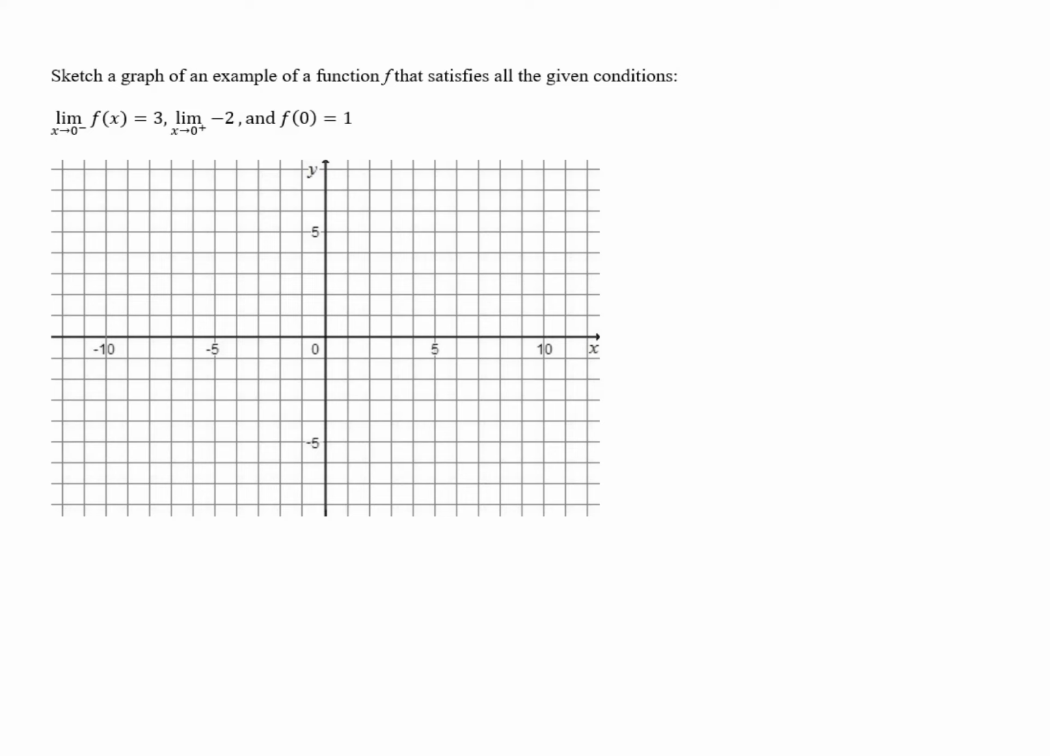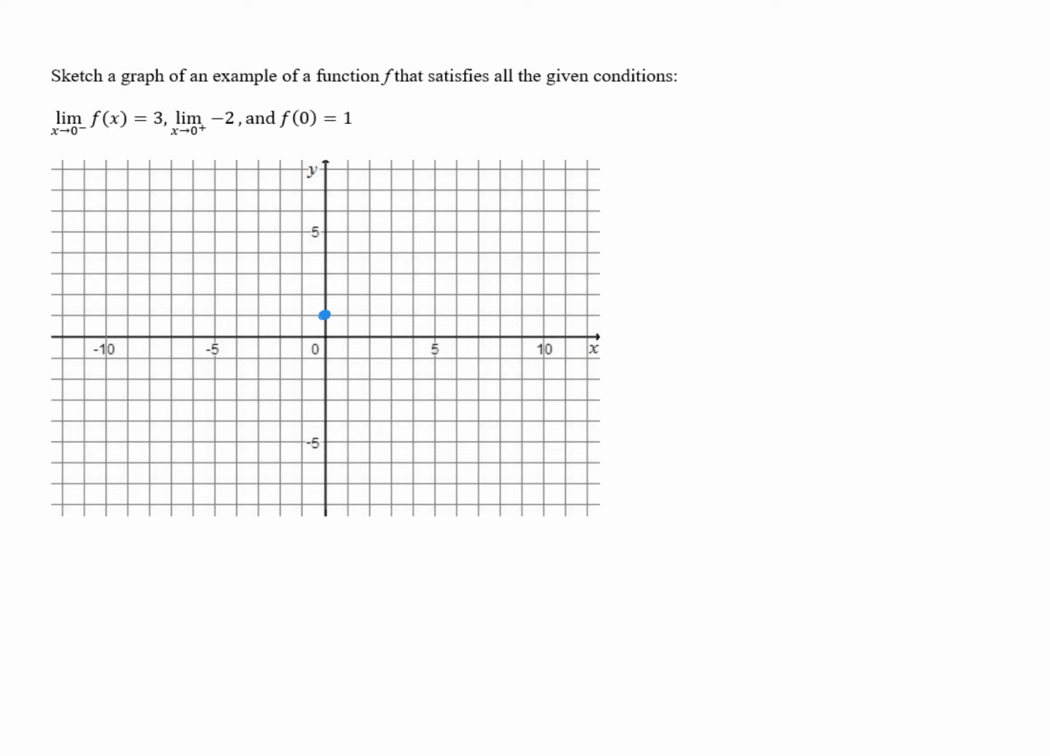Sketch a graph of an example of a function f that satisfies all the given conditions. And we have 3 conditions that we're dealing with here. First of all, the easiest one to do is write f of 0 equals 1, right? That's pretty easy. That tells us that our graph has to contain the point (0, 1).